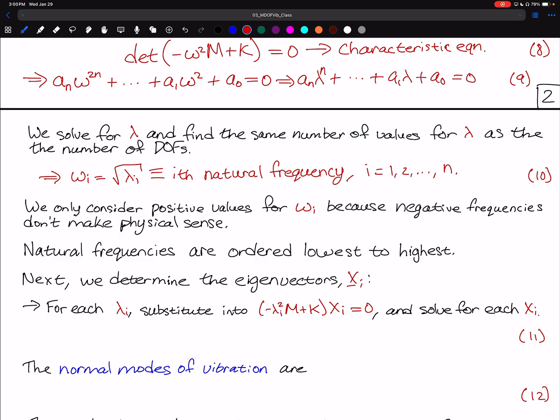Okay, so the natural frequencies are going to be ordered from lowest to highest, always. So the first natural frequency will be the lowest value, and the nth natural frequency will be the highest value. As computed here, these will have units of radians per second. And you can convert that to hertz by dividing by 2 pi.